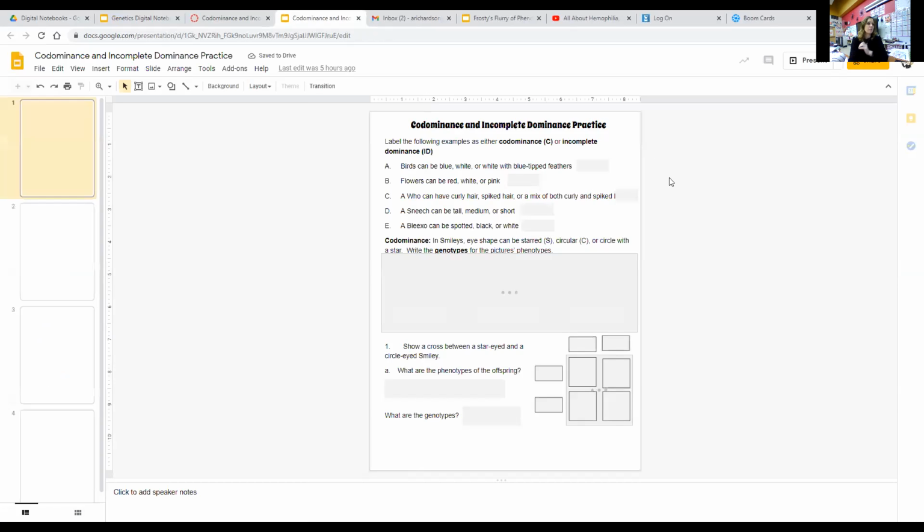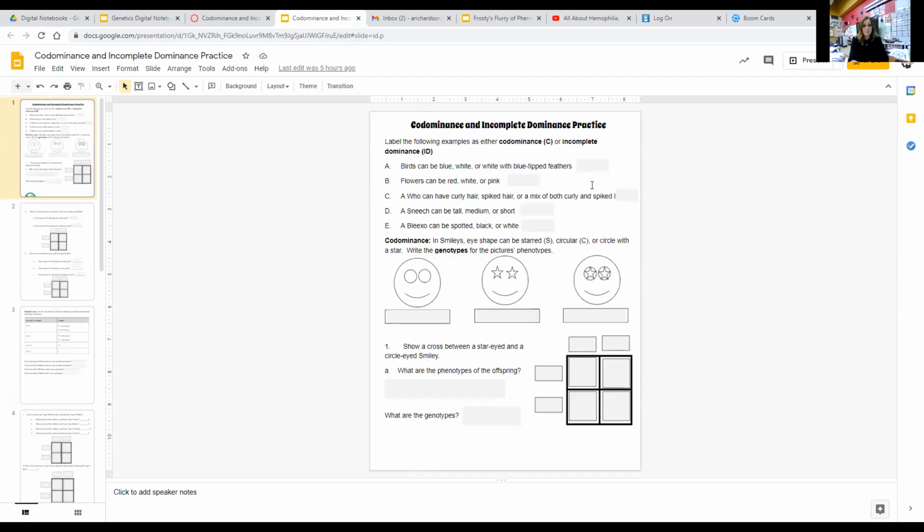Okay, so for the first few here, you're going to tell me whether or not each description is codominant or incomplete dominant. So birds can be blue, white, or white with blue feathers. So I have blue, I have white, and then I have blue and white. So is that incomplete dominance or is that codominance? Flowers can be red, white, or pink. Incomplete dominance or codominance. So label all of those, okay?